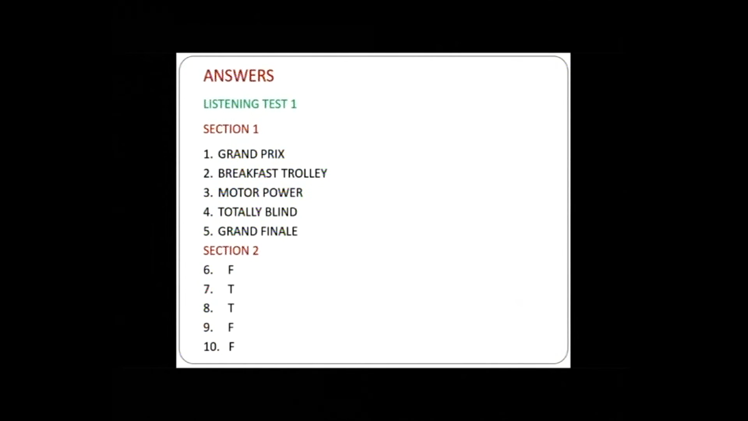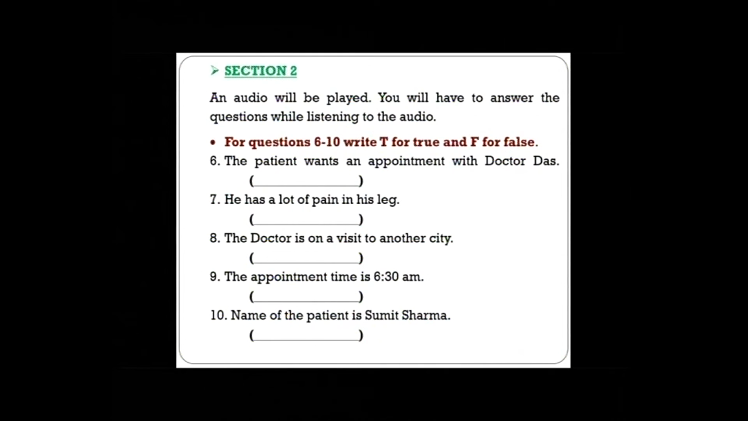Here I want to point out one thing. Sometimes students do not listen attentively and they write T. Number 9, most of the students they write T. Why? When it says 6:30, students jump to the conclusion. Hearing 6:30, students quickly write T, true. They miss the next AM. In the audio it was said 6:30 in the evening. In the evening means PM.